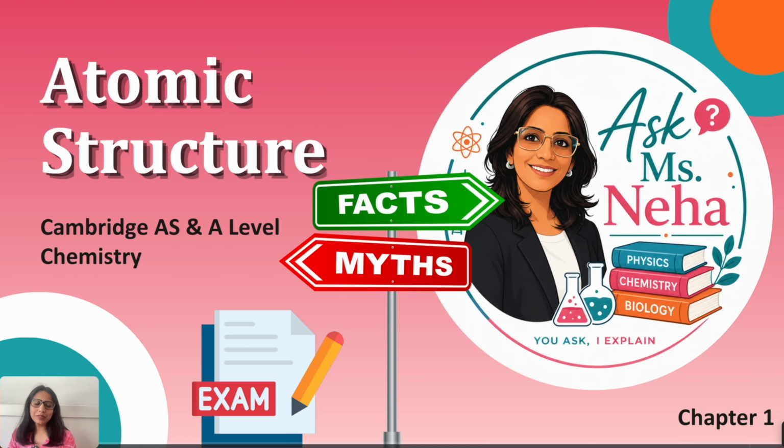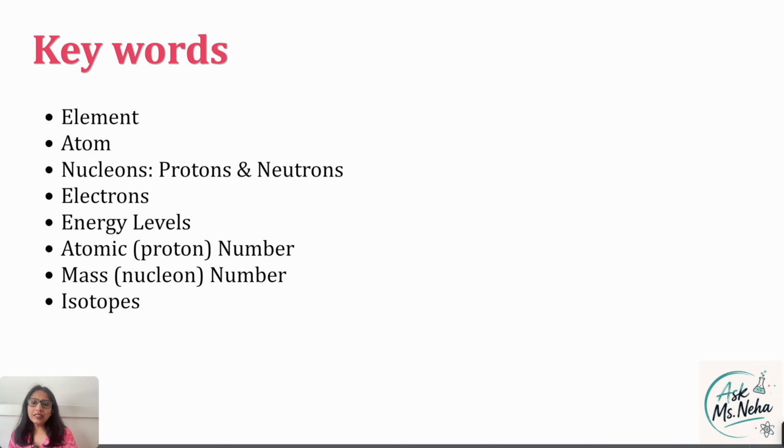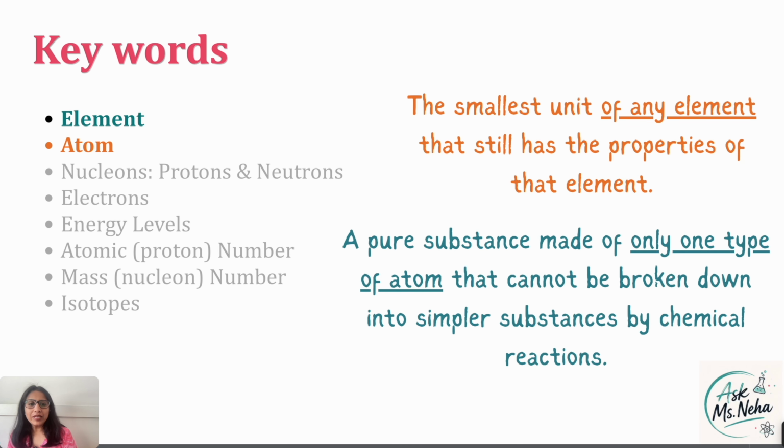Let's look at some common student misconceptions in this unit, atomic structure. Looking at the keywords, the first two include element and atom. Let's relook at them together. So atom is the smallest unit of any element that still has the properties of that element.